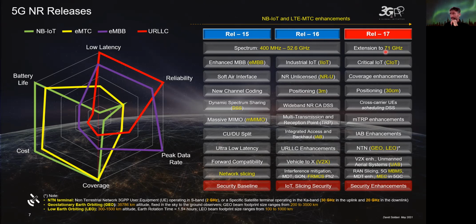Then with release 17, the spectrum support will reach 71 gigahertz. Here the features are targeted for critical Internet of Things, and it is exactly when we are also expecting the access provided not only by the base station, the cellular terrestrial network, but also by satellite. MBMS will also be supported in this release, and multi-access edge computing will finally also be integrated with the 5G core network within this particular release.